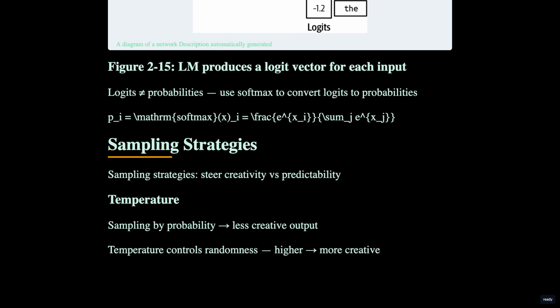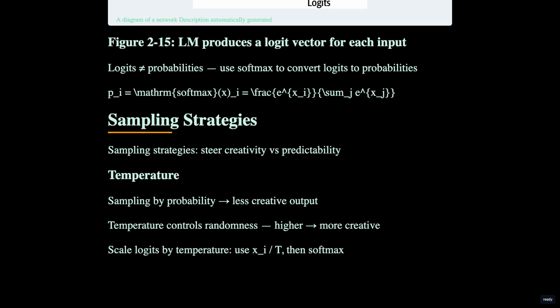Temperature is a knob that reshapes the model's probability distribution. Raising temperature flattens the distribution, so common tokens lose dominance and rarer tokens become more likely, which tends to produce more surprising or creative outputs. Lower temperatures make the model more conservative and repeat common choices.